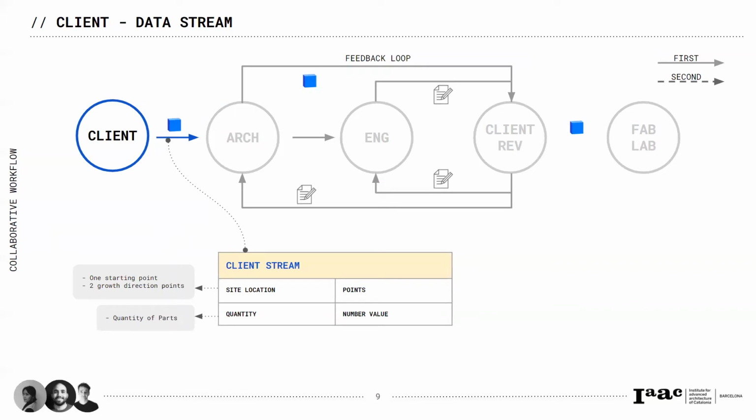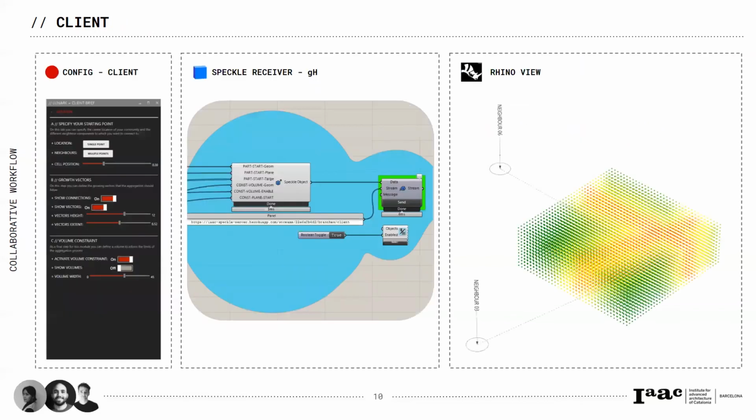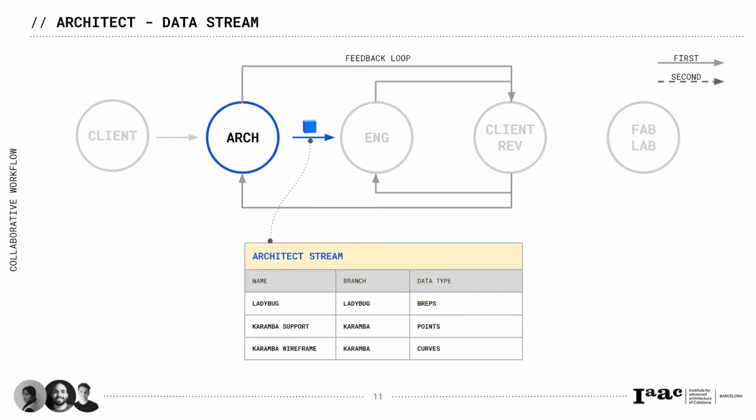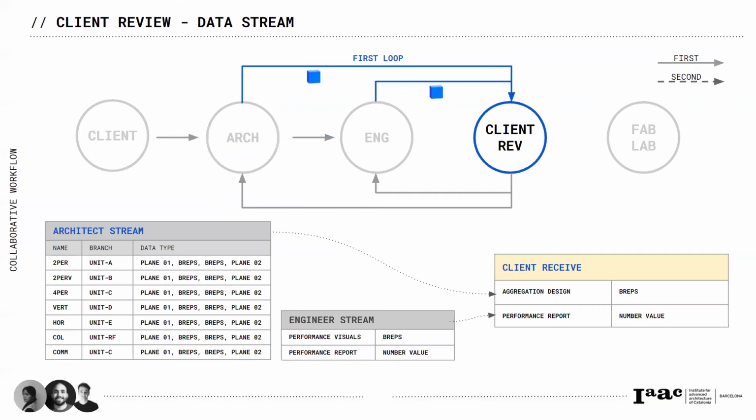Here, we have the client data stream, and as I mentioned before, they give us a starting point and the parts quantity so that the architects can then aggregate them. Here is the Rhino view from the client of the points and the volume streams. And then the architect will then push through BREFs, points, and curves for the analysis for structural and radiation.